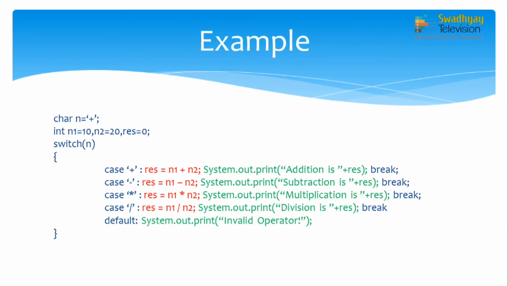So, we write switch on the operator, and suppose the value is plus, then we perform addition inside result, which is n1 plus n2, and then we print whatever we get by adding n1 and n2, which is addition is result, and then we write break. Otherwise, the remaining case statements will be executed. If it is minus, we will perform subtraction and display the result on screen and we break. Similarly, other cases are executed whenever the value asterisk or slash is encountered.